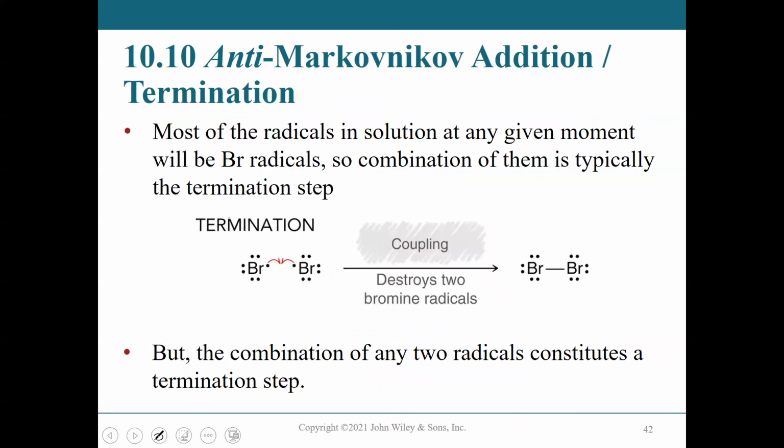Termination, you can have different combinations for the termination, but here they're only showing one. Most of the radical in solution at any given moment will be bromine radical. So combination of them is typically a termination step. But the combination of any of the two radicals constitutes termination. So here they're only showing one termination step, but really it's multiple, like the ones I showed you on my sheets, the sheets where I was doing the mechanism, right?